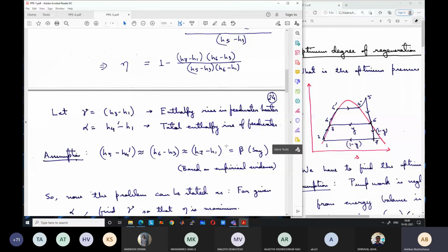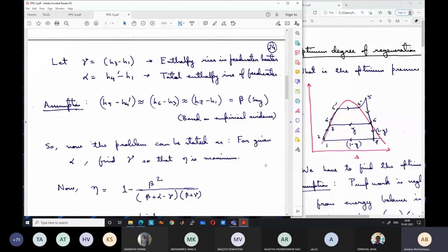So now the problem can be stated in this way. For a given alpha and also for a given beta, find the value of gamma so that efficiency is maximum. Alpha we know is fixed, gamma can vary from 0 to the value of alpha. So for a given alpha we have to find the value of gamma so that efficiency is maximum. To do that, let us first write the efficiency in terms of alpha, beta and gamma.